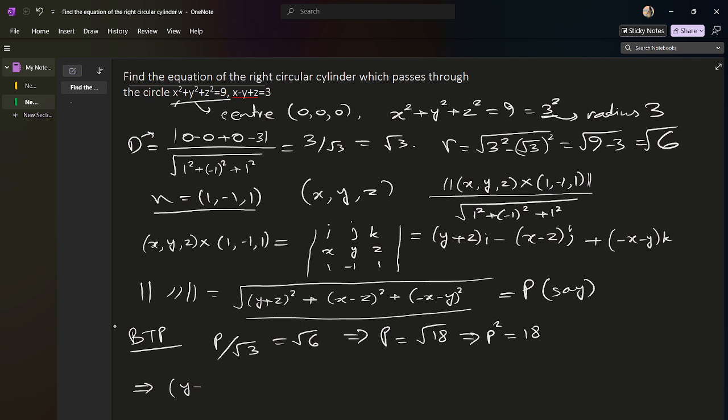Then the equation which is required for the right circular cylinder will be this. This is the required answer for the question.